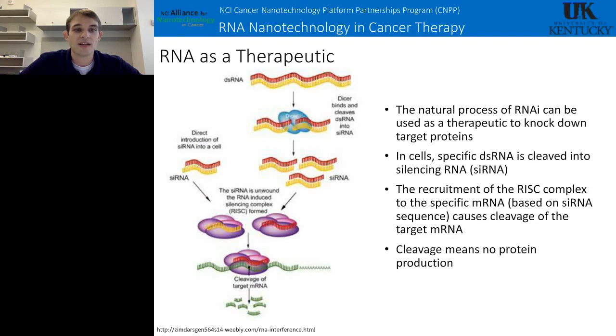So like I said earlier, RNA can also be used as a therapeutic. In the cell, there are these special double-stranded RNAs, which are processed by a protein called Dicer. This Dicer cleaves these specific strands into short double-stranded RNAs called siRNAs. Then these siRNAs bind to another protein complex called the RISC complex. This RISC complex is then guided to mRNA by this specific siRNA sequence, and this causes cleavage of the target mRNA. Cleavage of the target mRNA means no protein production. So as opposed to certain small molecule drugs that target the protein specifically to stop its function, siRNA works a step above that and tries to just stop protein production completely.